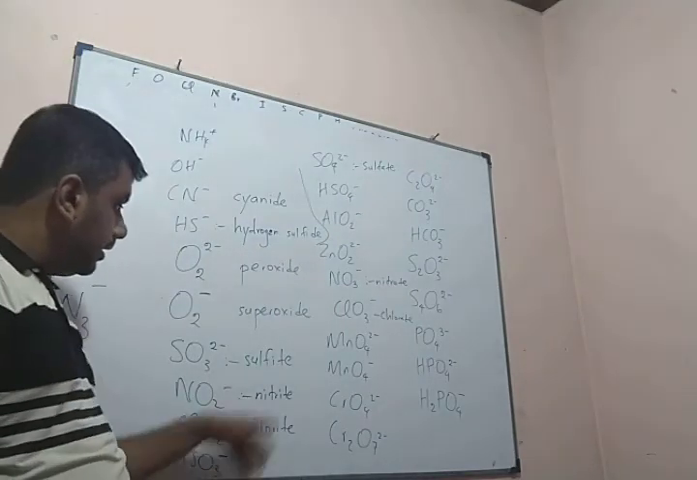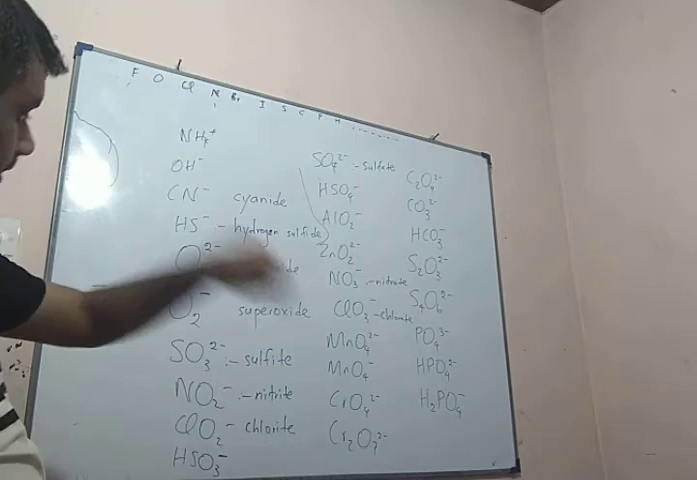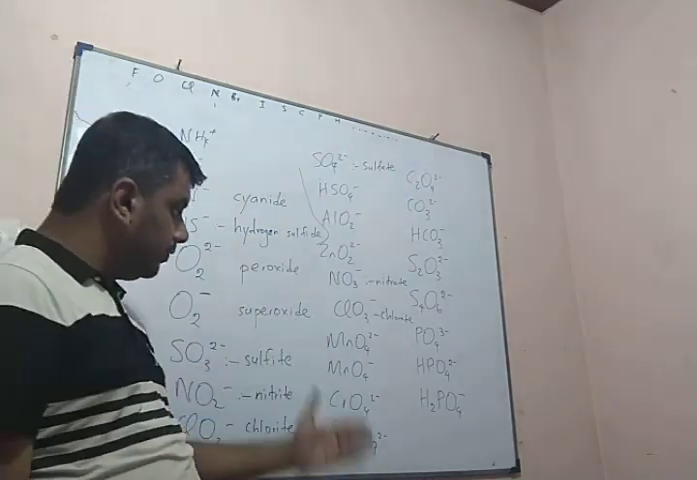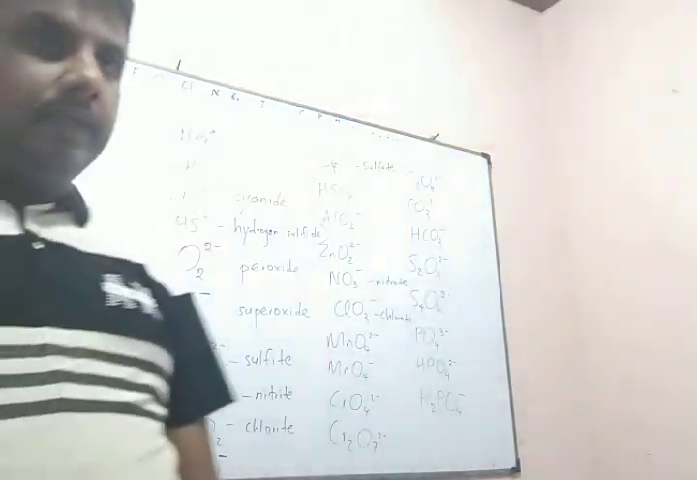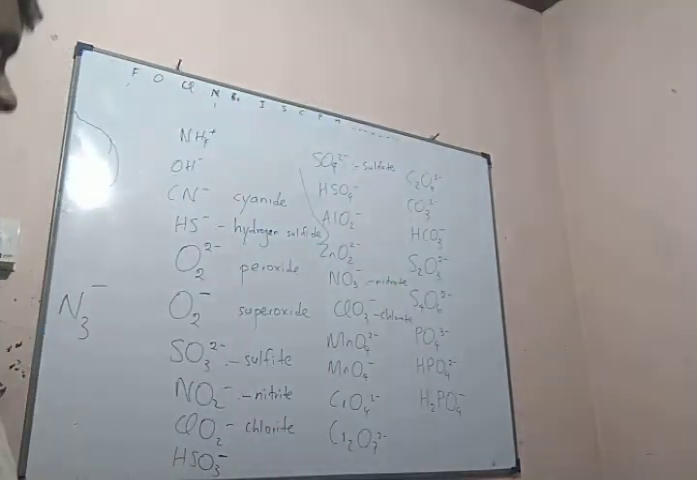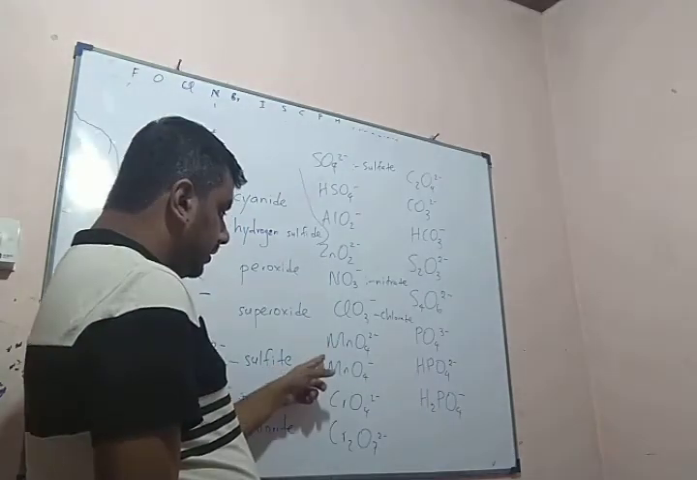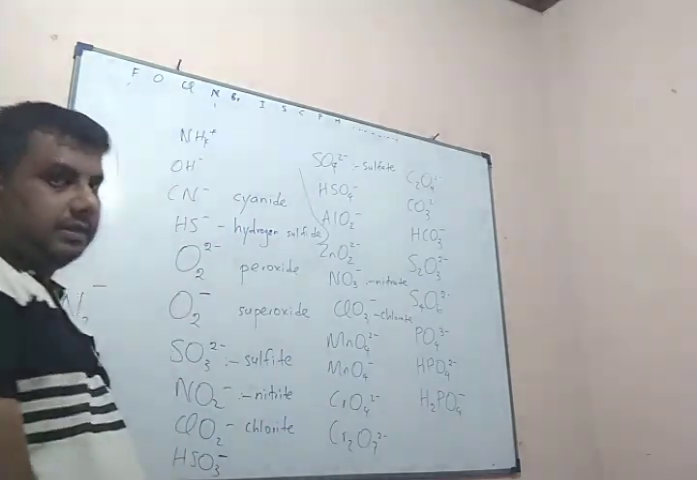And then what are these two? MnO4 2 minus, MnO4 1 minus. What's the name? This is manganite, manganate. Right?